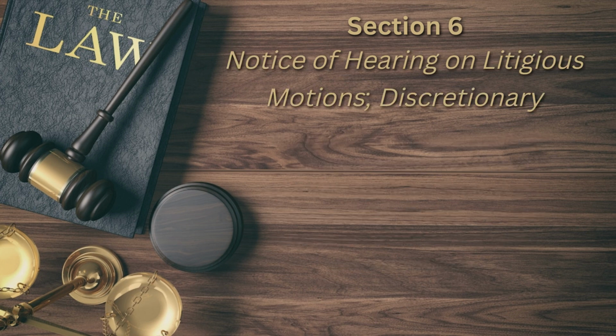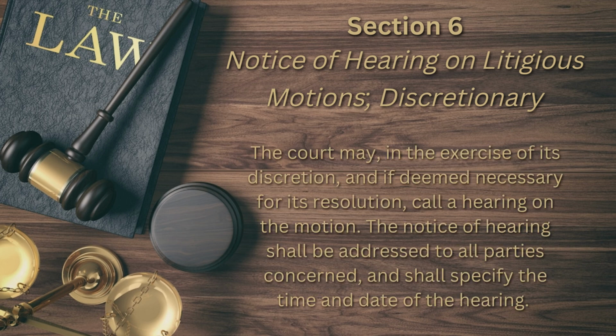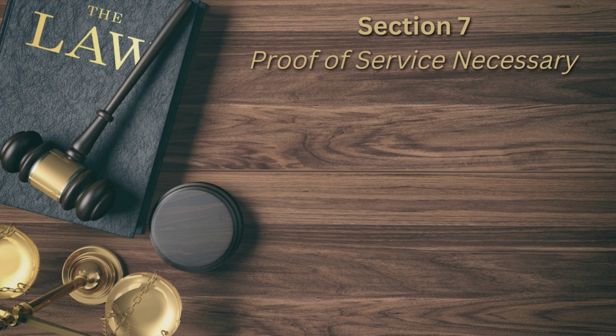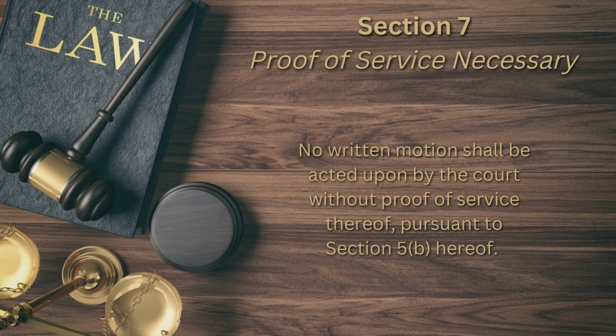Section 6. Notice of hearing on litigious motions, discretionary. The court may, in the exercise of its discretion, and if deemed necessary for its resolution, call a hearing on the motion. The notice of hearing shall be addressed to all parties concerned and shall specify the time and the date of the hearing. Section 7. Proof of service necessary. No written motion shall be acted upon by the court without proof of service thereof pursuant to Section 5b hereof.